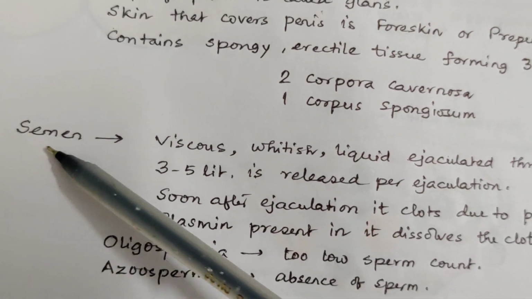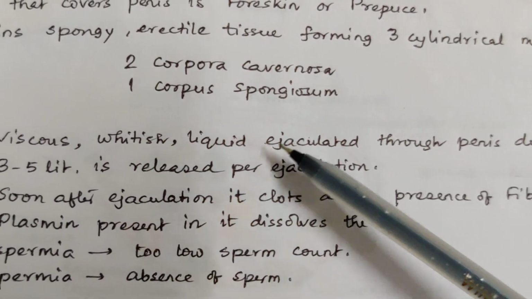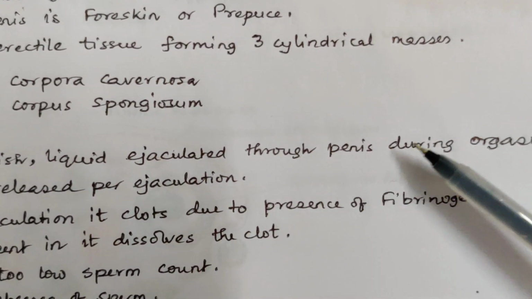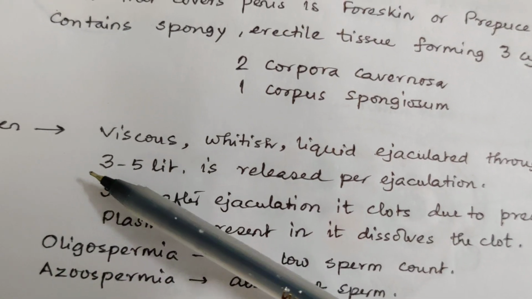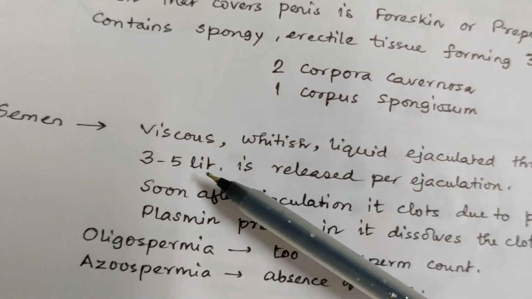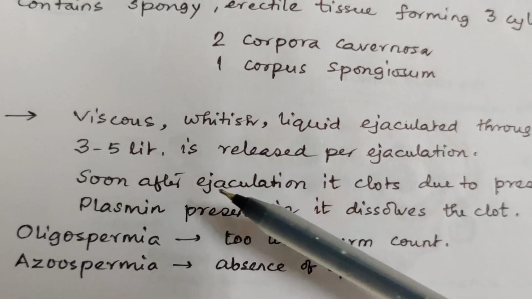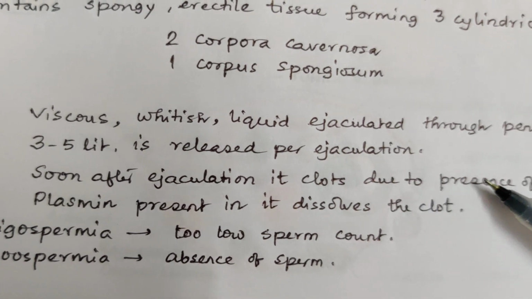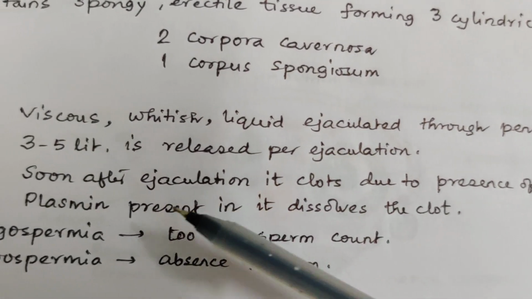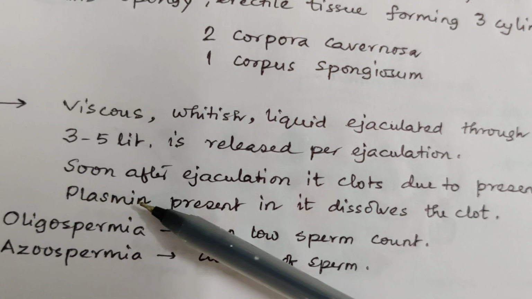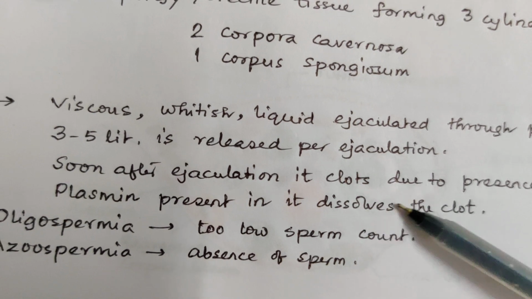Now the semen. What is semen actually? It is a viscous whitish liquid ejaculated through the penis during sexual orgasm. 3 to 5 liters of semen is released per ejaculation. Soon after ejaculation, it clots due to the presence of fibrinogen. A few moments after clotting, the plasmin present in the semen dissolves the clot.